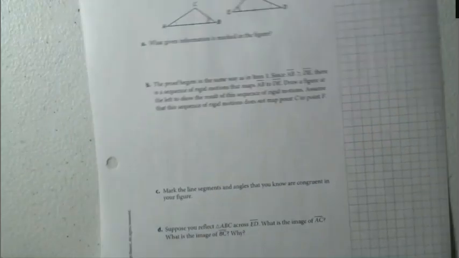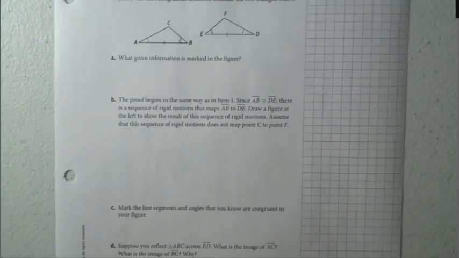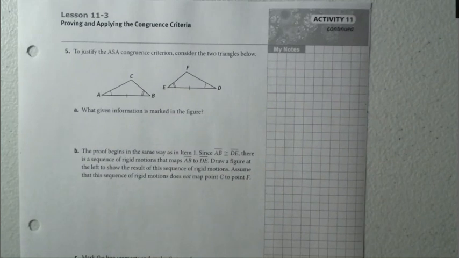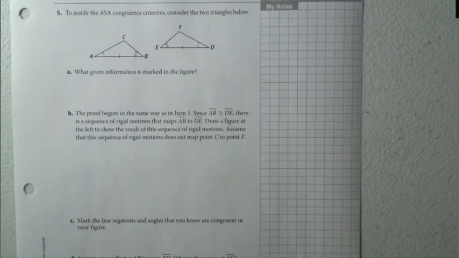Let's take a look at question number 5. Number 5 asks us to do the following. Justify the ASA congruence criterion. Consider the two triangles below. A. What given information is marked in the figures? B. The proof begins in the same way as in item 1.